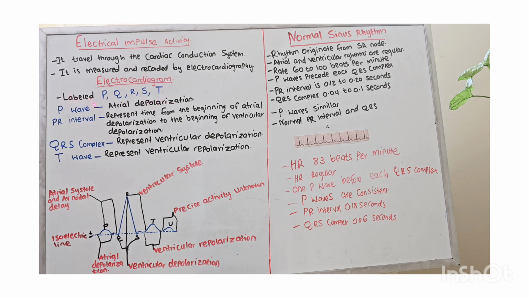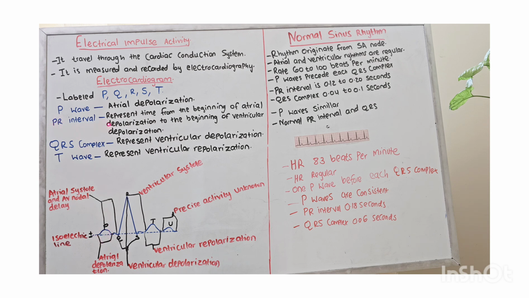It's labeled P, Q, R, S, and T, and we have U somewhere. It's labeled PQRSTU. P wave, which is this one, represents atrial depolarization, which starts from here to here.